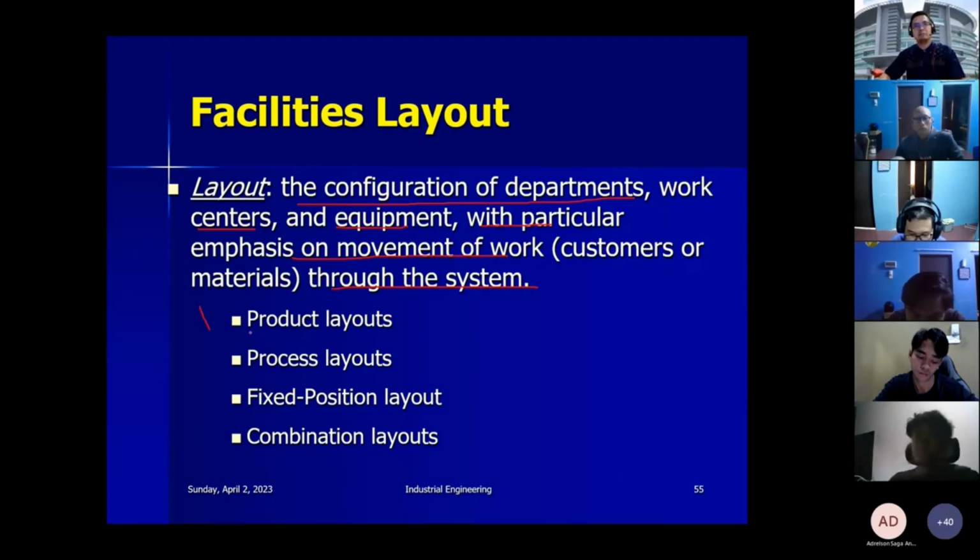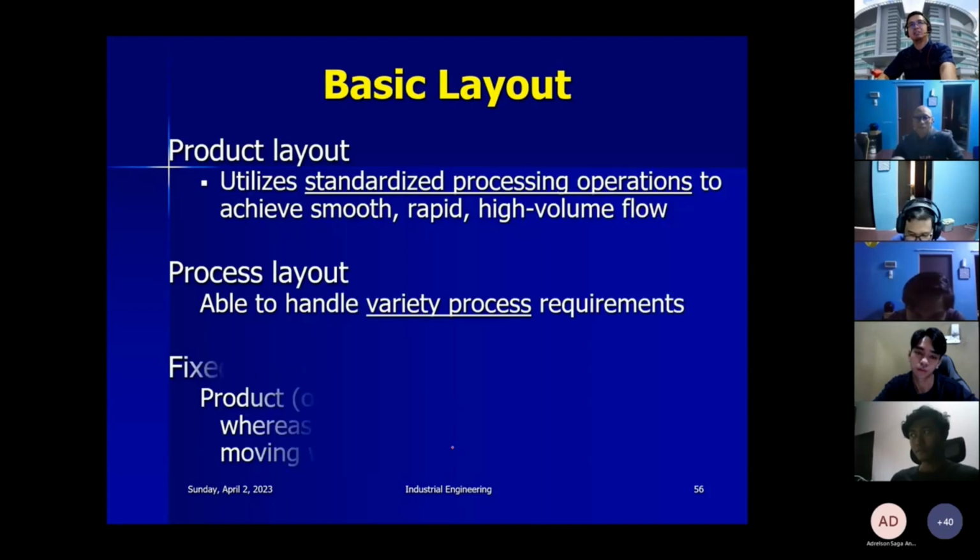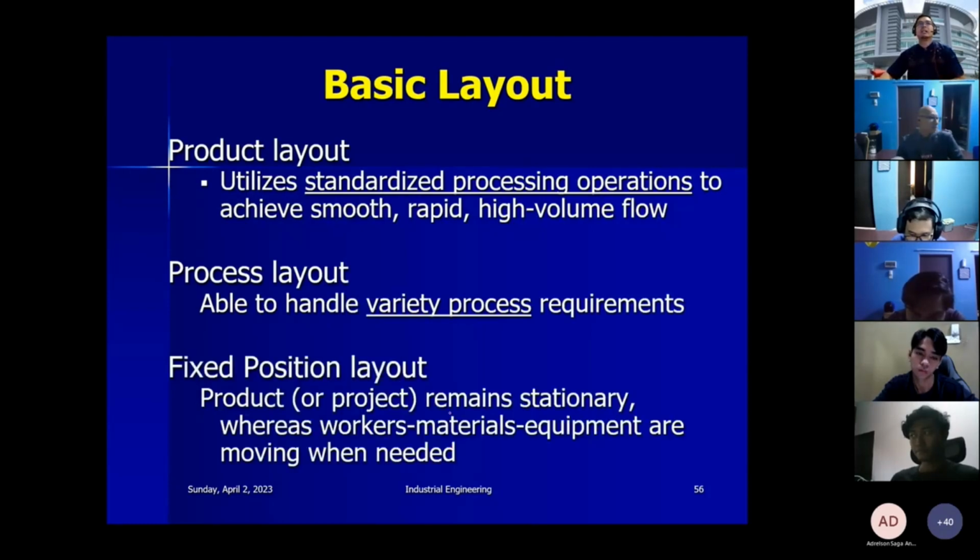So these are the types of layout that we have in facilities. Number one, we have the product layout. Number two, we have the process layout. Number three, we have the fixed position layout. And fourth is the combination layout. So we look at them one by one. This is the basic layout. The product layout, number one.